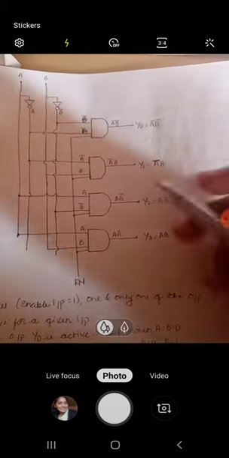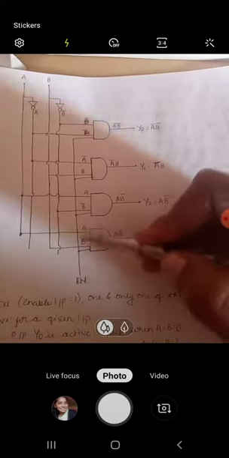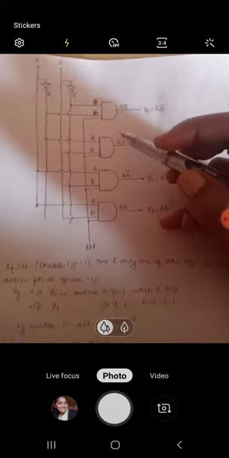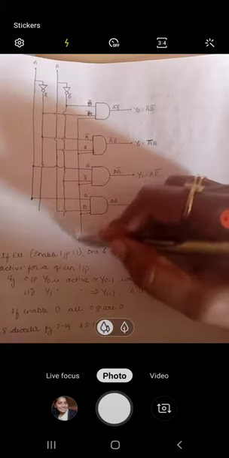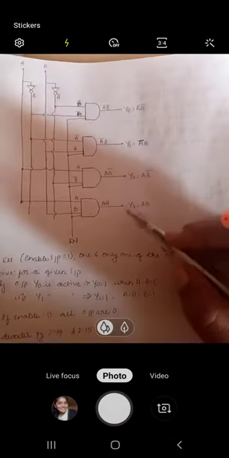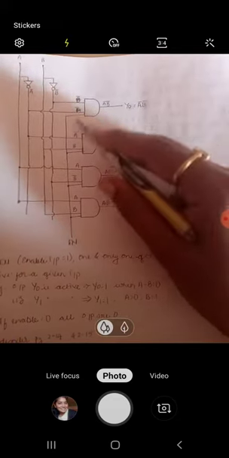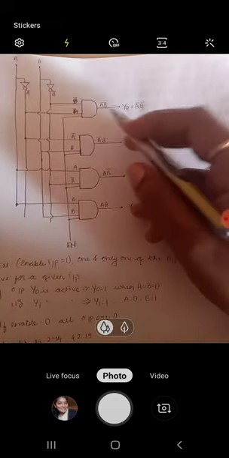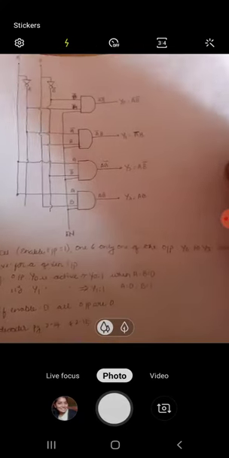Then where do you have enable pins? I have put an enable pin and tapped it to all the 4 gates over here. Only when this enable input is high, this logic is high. When this is 1, this is high. When this is 1, this is high. When this is 1, this is high. So at one point you can access any one of the outputs. This is the beauty of your binary decoder. The same thing I have explained over here.